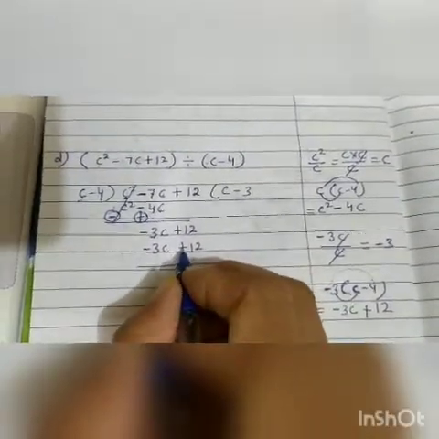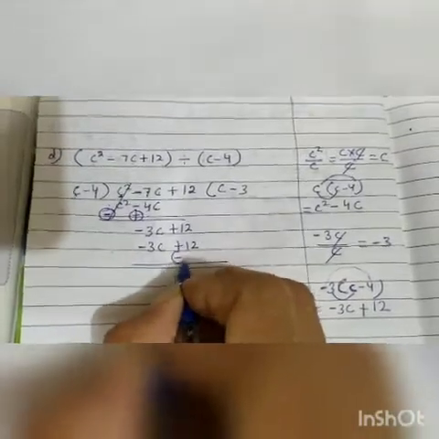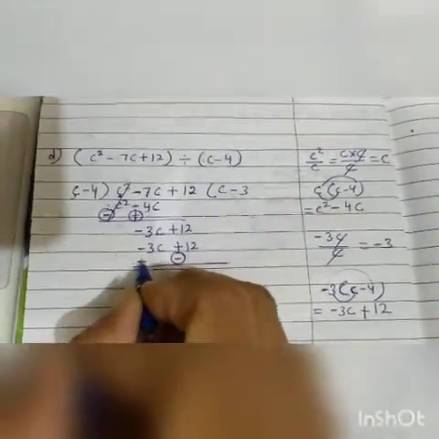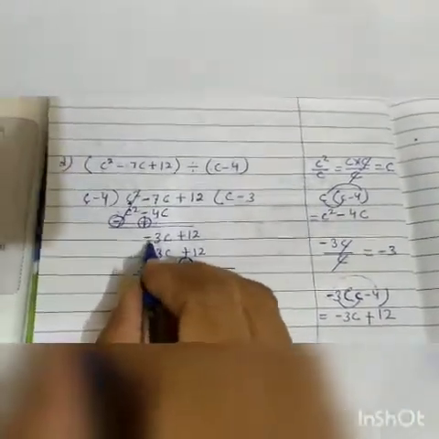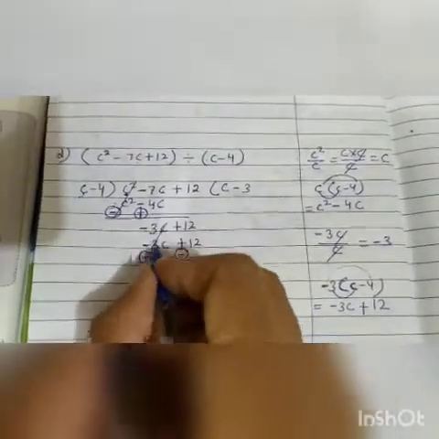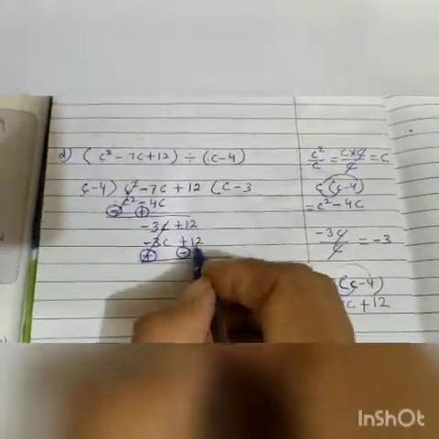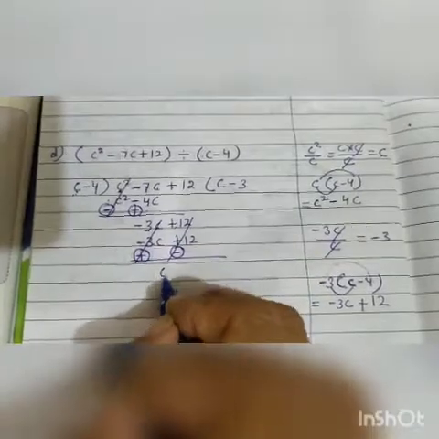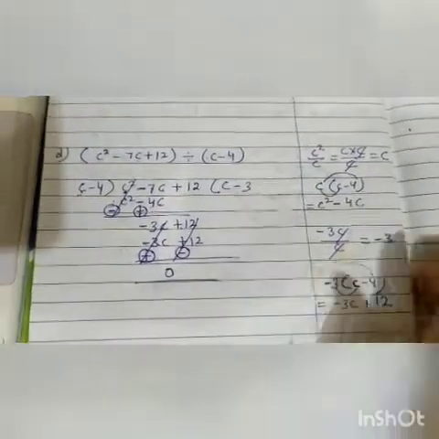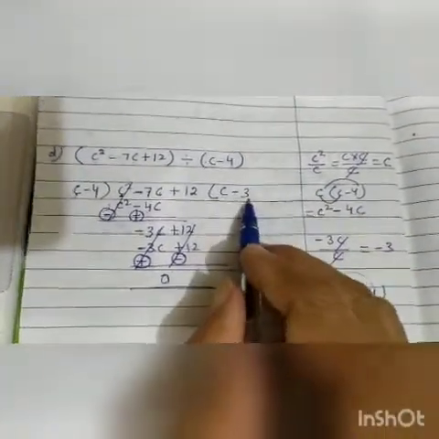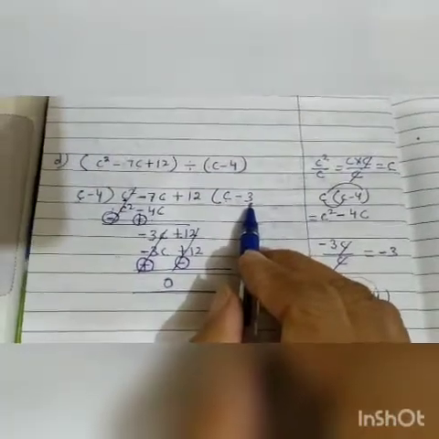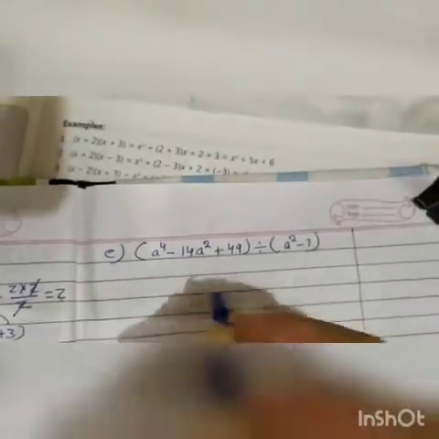Then change the sign. This is a plus sign, change it to minus. This is a minus sign, change it to plus. Minus 3c plus 3c will be cancelled. Plus 12 minus 12 will be cancelled. The remainder is 0. So our quotient is c minus 3. Now come to part E. In part E, we have to divide.